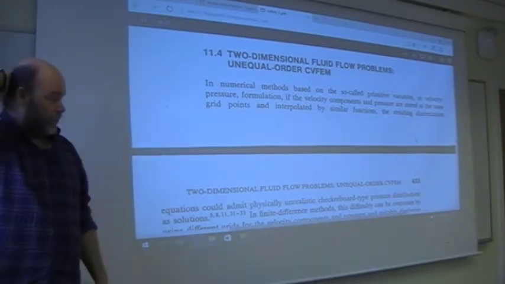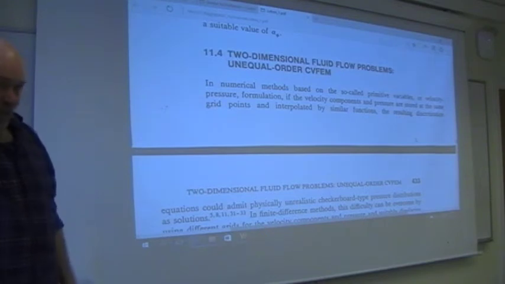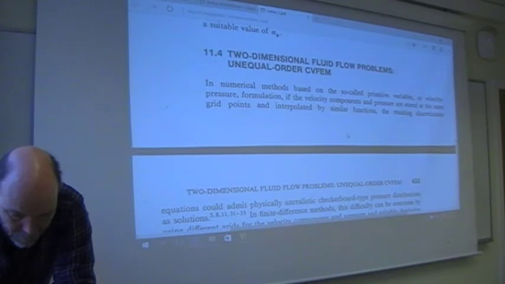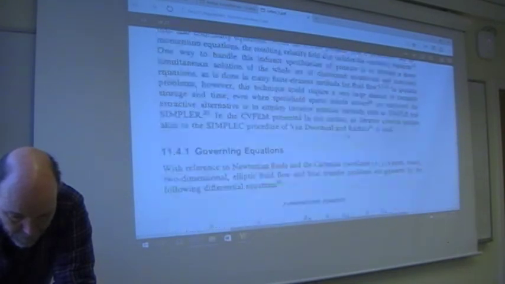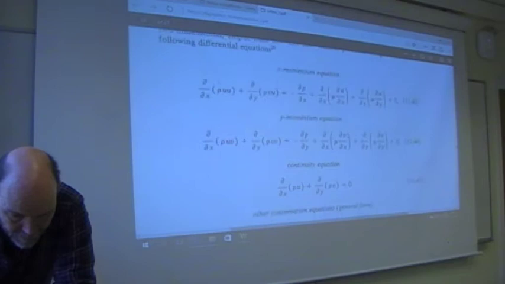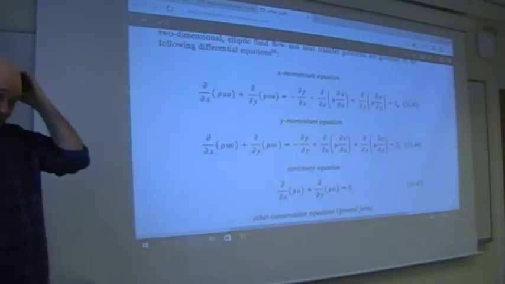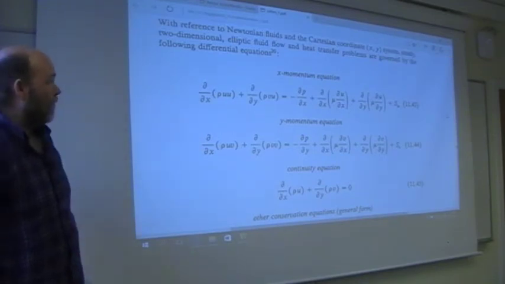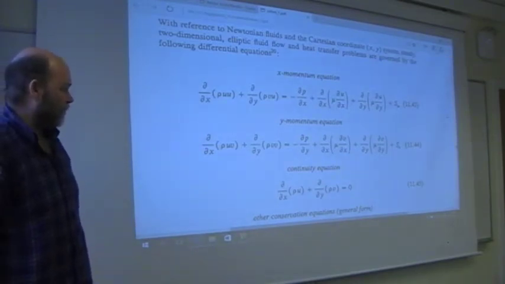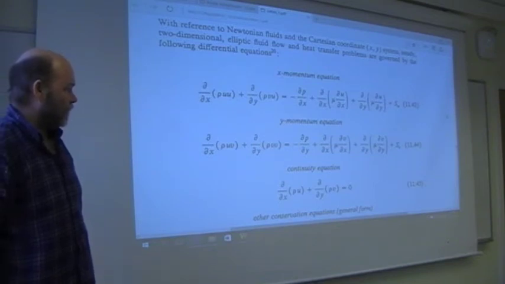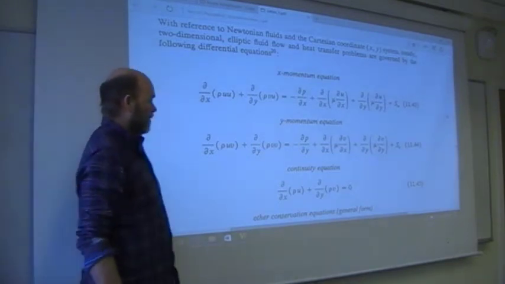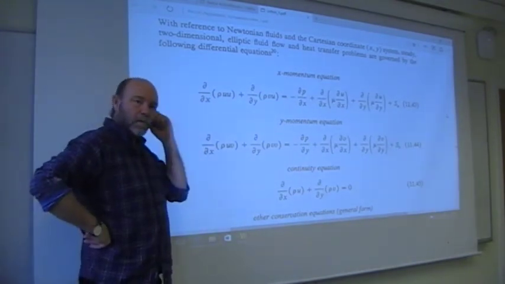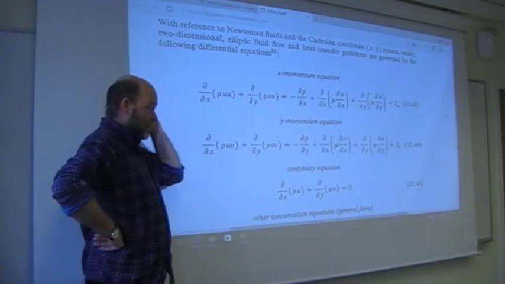Then we introduce the pressure, and then we are talking problems. When this was written, it was some years ago, so they didn't use the state-of-the-art possibilities that we could use, collocated mesh systems. Today that's the most popular, and it actually works.